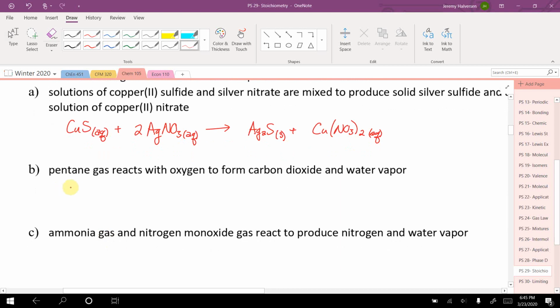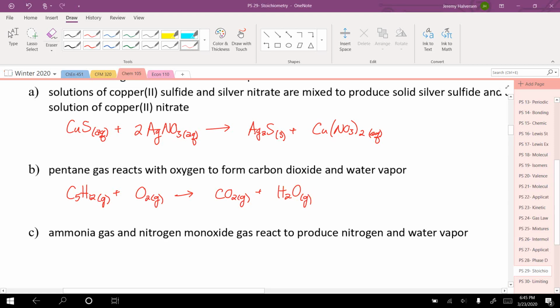All right, pentane, which is C5H12 gas, reacts with oxygen gas, which is O2, and it forms carbon dioxide, which is going to come out as a gas, and water. This is a reaction for burning or combustion of pentane.